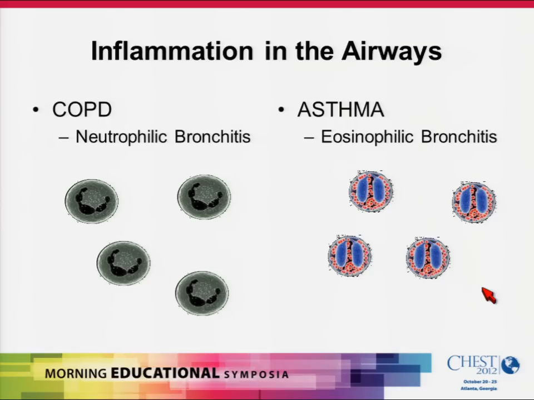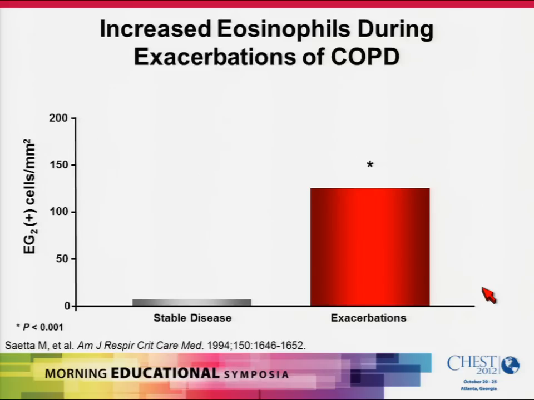Well, this should be easy. COPD, the neutrophilic bronchitis, you look at the airways of a sputum of COPD patients, see a lot of neutrophils. Asthma, the eosinophilic bronchitis. Well, perhaps not so easy. We know that not only are there increased eosinophils in asthma and asthma exacerbations, but look what happens in COPD.